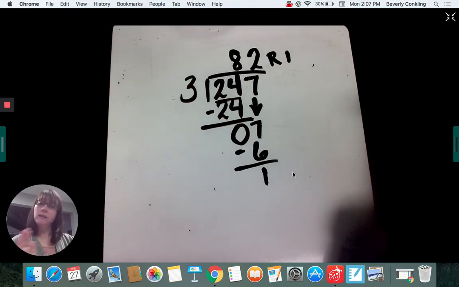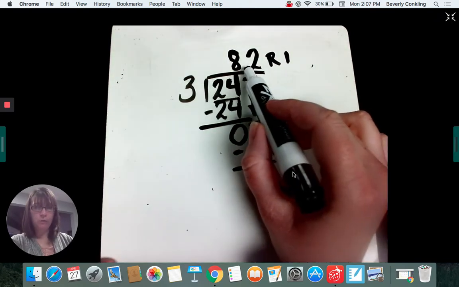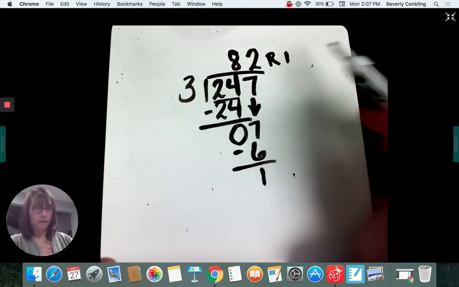Okay. On today's homework, if you have 2 blanks, you'll see a blank and an R and a blank. That means, giving you a hint, you're going to have a remainder. Okay, and so your answer, the 82, would go in the first blank. The 1 would go in the second blank.